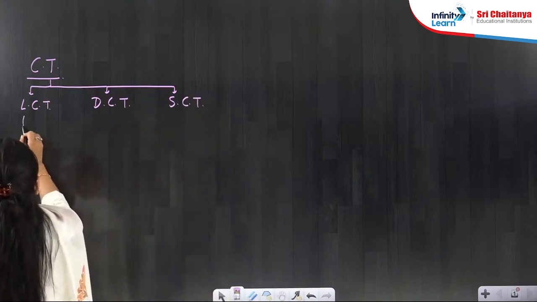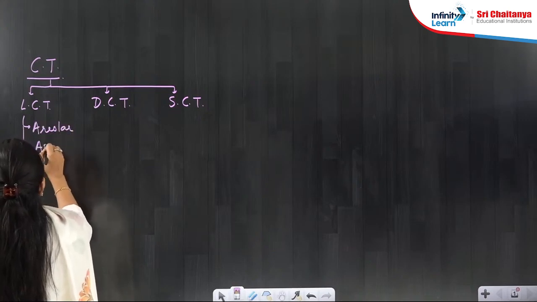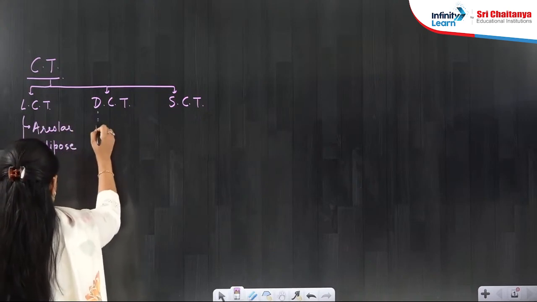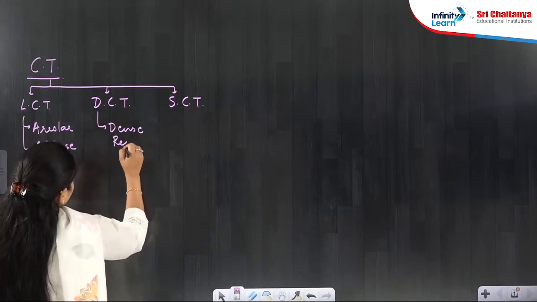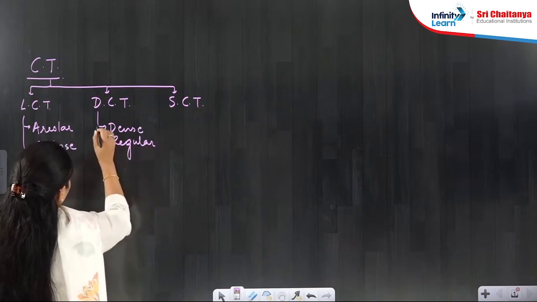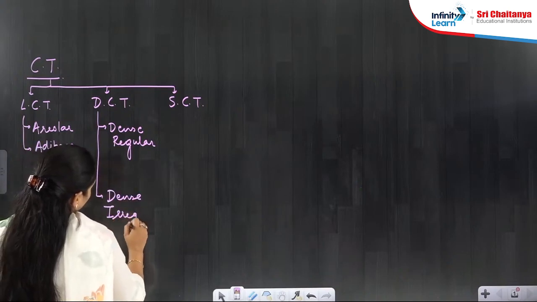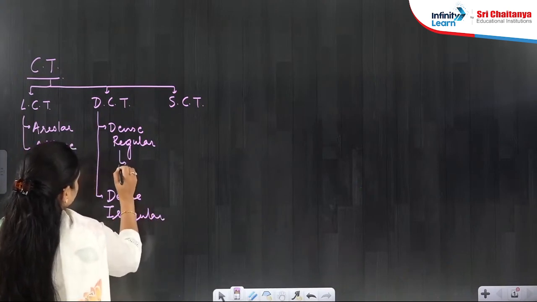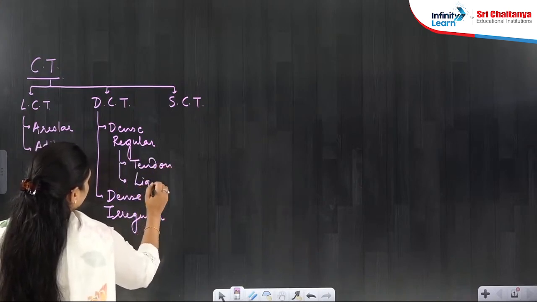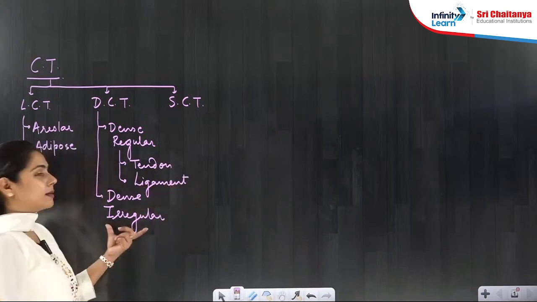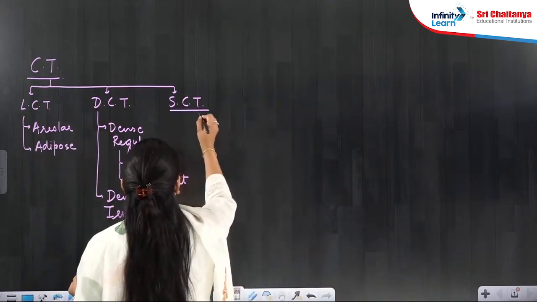In the loose connective tissue, I have told you there is areolar tissue, and there is adipose tissue. In the dense connective tissue, there is dense regular connective tissue, and there is dense irregular connective tissue. Then in the dense regular, there is tendon and ligament. No further types are there for the dense irregular connective tissue, and specialized connective tissue is of 2 types.